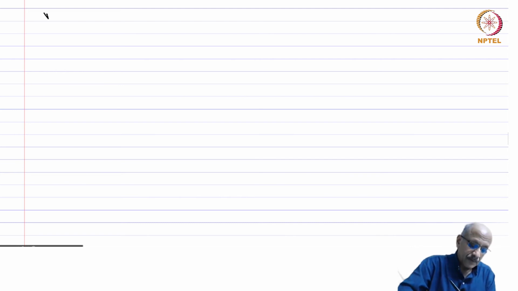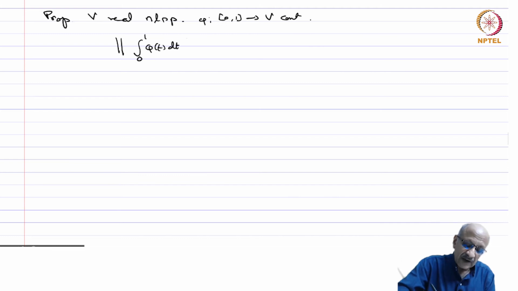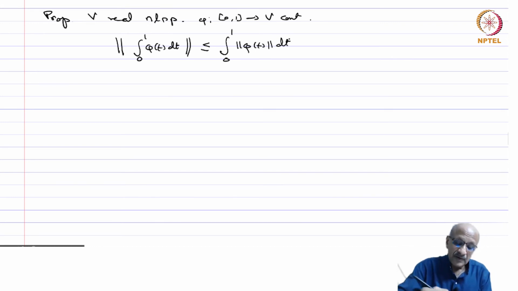So, proposition: V a real normed linear space, phi from [0,1] to V continuous, then the norm of the integral from 0 to 1 of phi of t dt, remember this is a vector in V and therefore I can talk of its norm, is less than or equal to the integral from 0 to 1 of the norm of phi of t dt. So just as with the modulus, you can take the norm inside, and this is a real valued integral, and therefore you don't have to worry about it.